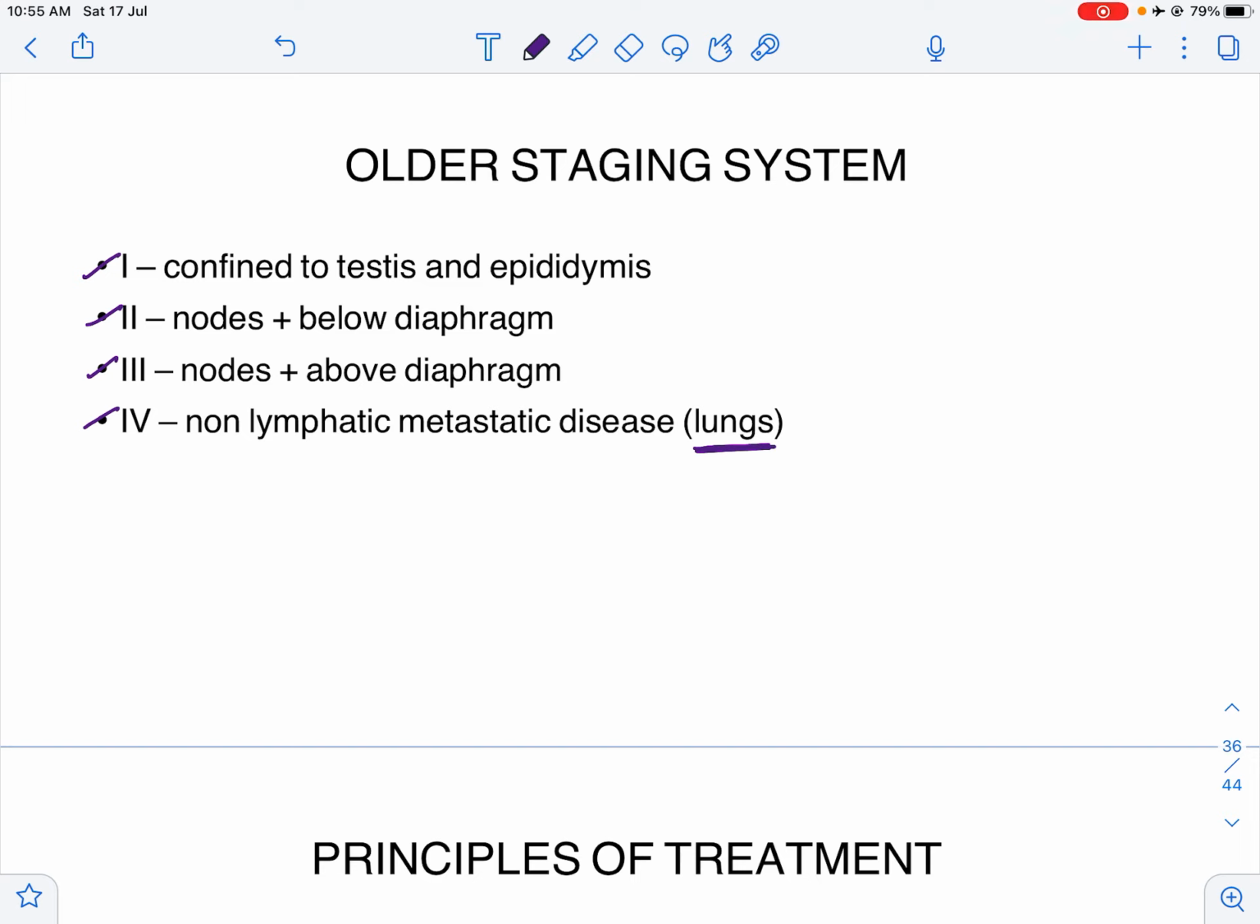So stage 1 is confined to the testis and epididymis. Stage 2 is nodes present below the diaphragm. Stage 3 is nodes present above the diaphragm. Stage 4, any non-lymphatic metastatic disease. This use of the diaphragm in the staging system is also seen in the Ann Arbor staging of Hodgkin's lymphoma.